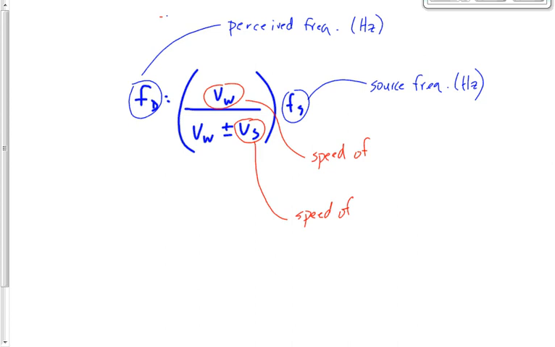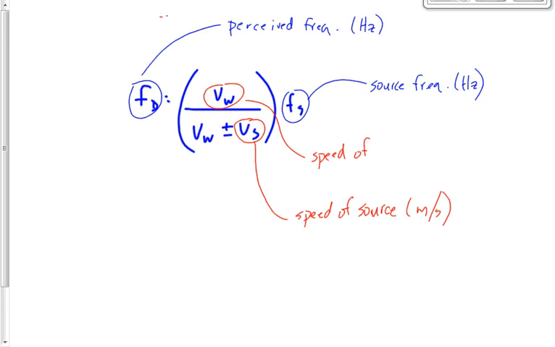If FS was the source frequency, then VS will be the speed of the source. And usually we're going to make that in meters per second. Although technically, you could use whatever units you wanted, kilometers per hour, as long as VW is also in the same units. It doesn't really matter. You know what? For consistency, let's just go meters per second, and then we don't have to get confused about forgetting to convert some other time.